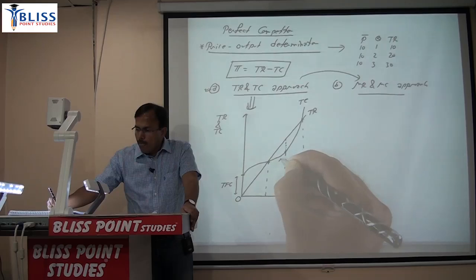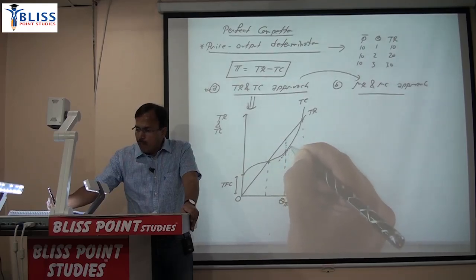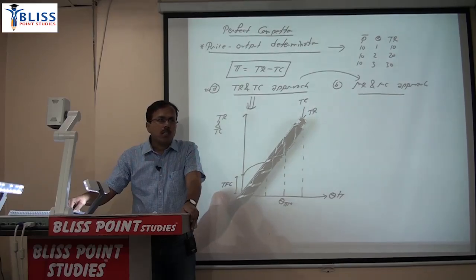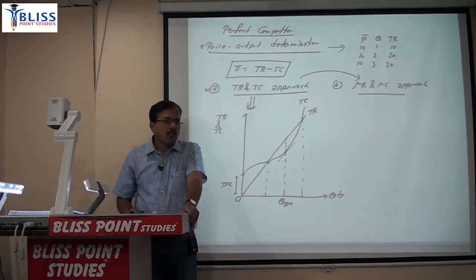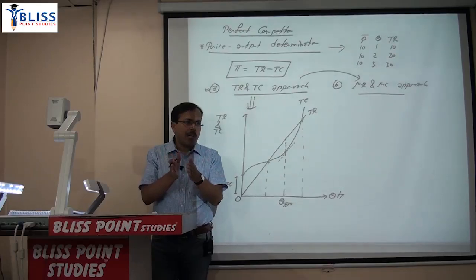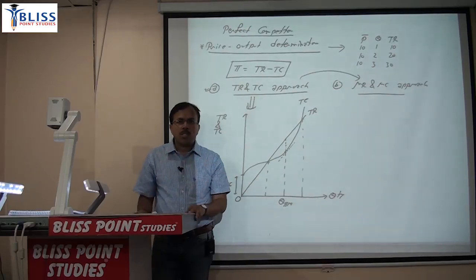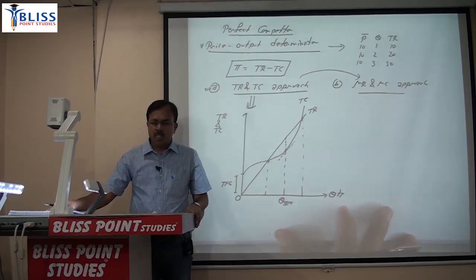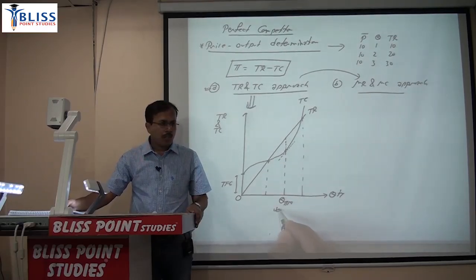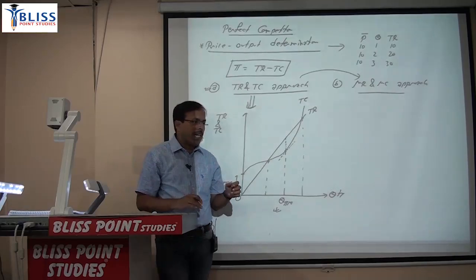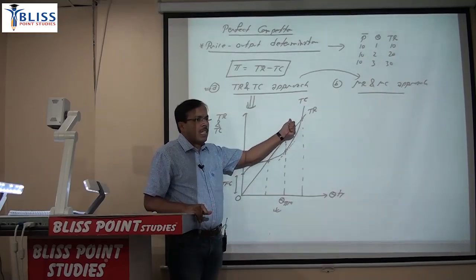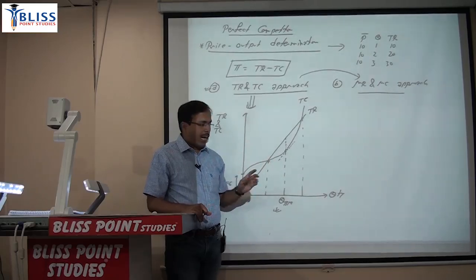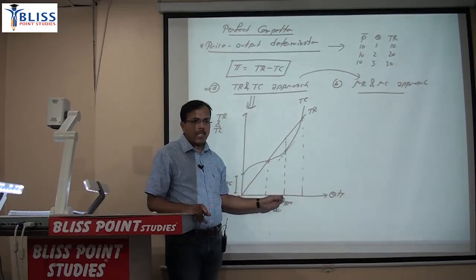You have to draw a tangency, and remember, when you draw that tangency will be necessarily parallel to the TR line, indicating what? Slope of both are same at that point, which means MR is equal to MC at that quantity. So profit maximizing quantity will be this. This will be the profit maximizing quantity. So when you explain that, you have to justify why you have drawn that TR line straight, why we have drawn this total cost curve inverted S, and at what quantity profit get maximized.